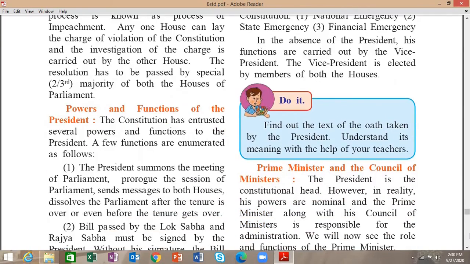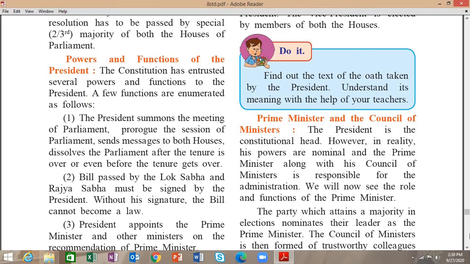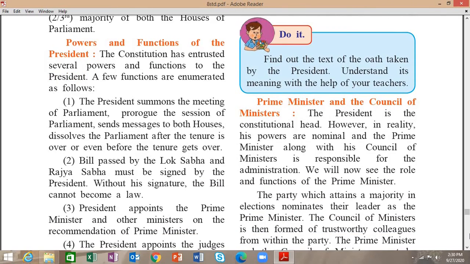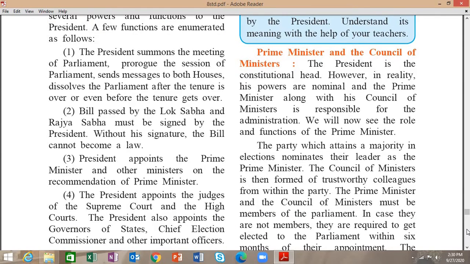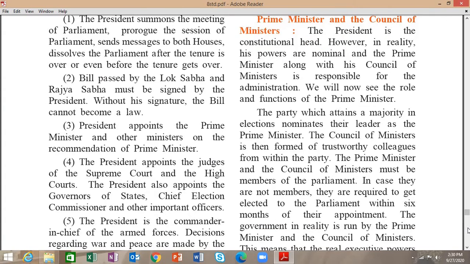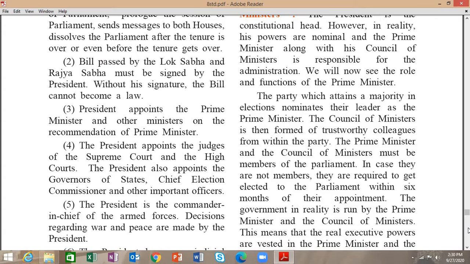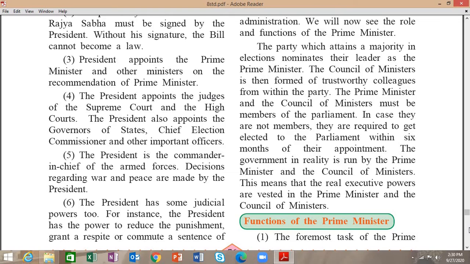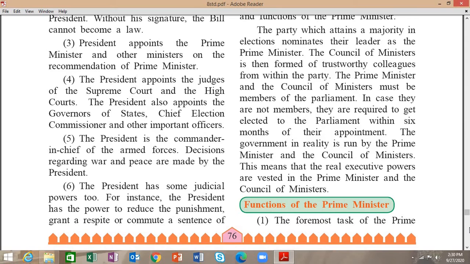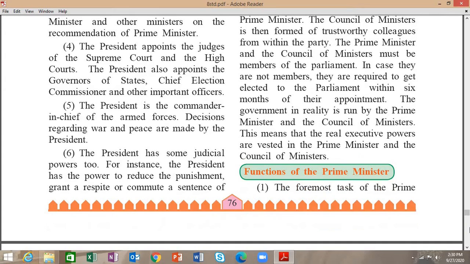The powers of the president: he can summon the meeting of the parliament. He can send messages to both the houses. He can dissolve the parliament on or before the tenure. When any bill is passed, the bill becomes a law once he signs it. The President also appoints the Prime Minister and the Council of Ministers. The President appoints the judges of the Supreme Court and the High Court. He also appoints the governors of the state, the Chief Election Commissioner, and other important officers.